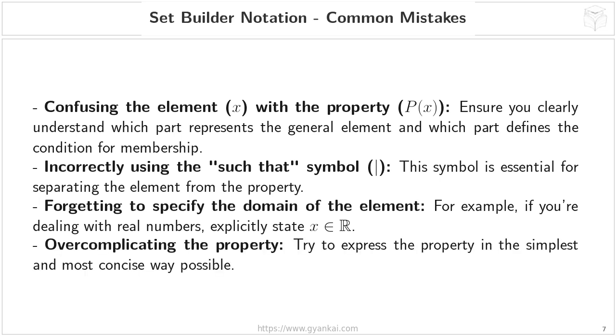When defining the property, p of x, strive for simplicity and conciseness. A complex, convoluted property is harder to understand and more prone to errors. Try to express the condition in the most straightforward way possible. If you find yourself writing a very long and complicated property, take a step back and see if you can break it down into simpler parts or rephrase it more clearly.